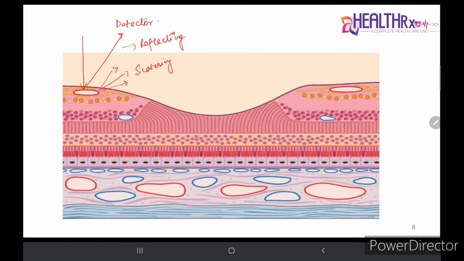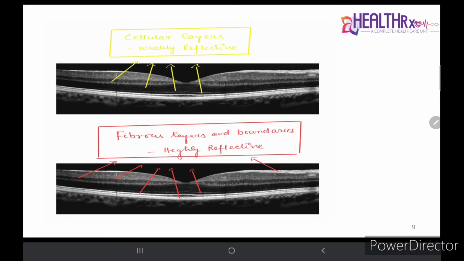So therefore, in an OCT image, the fiber layers and the layer boundaries which strongly reflect light are highly reflective, and the cellular layers which weakly reflect light are weakly reflective. So therefore, firstly, the cellular layers would appear as weakly reflective layers. The fibrous layers and the boundaries will appear as highly reflective layers.